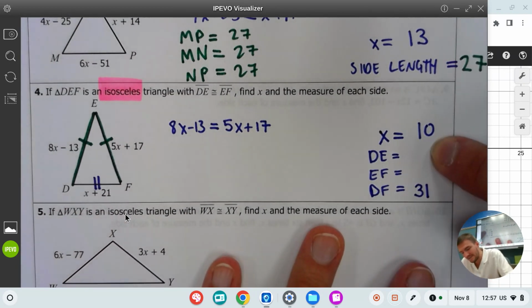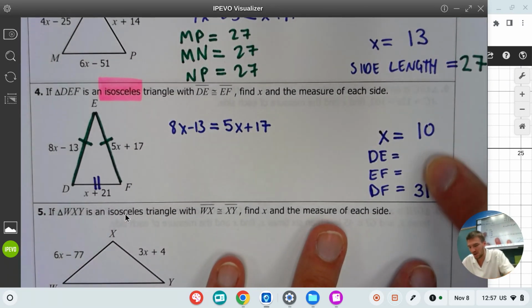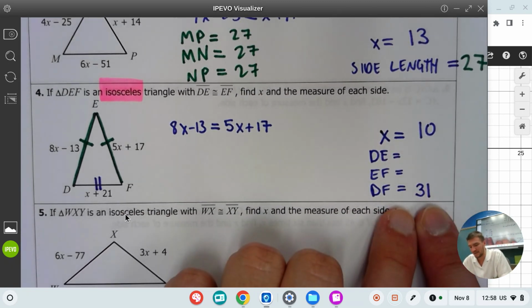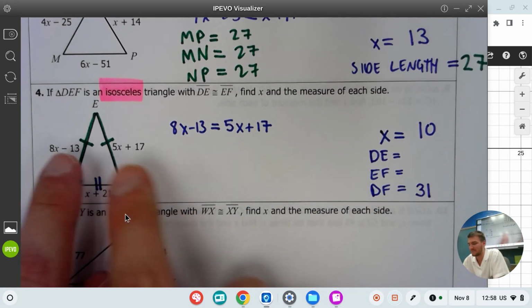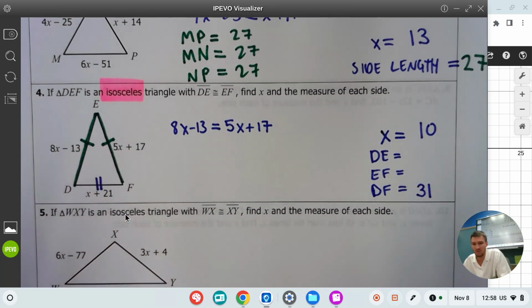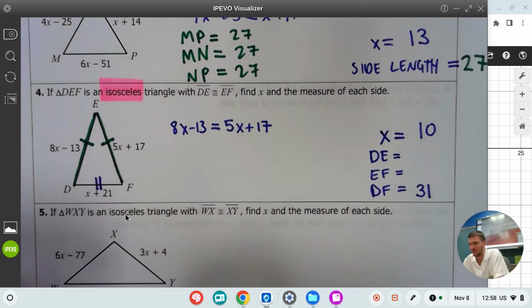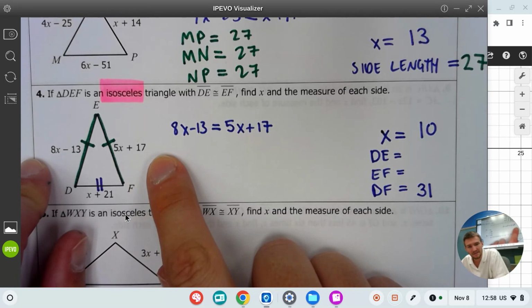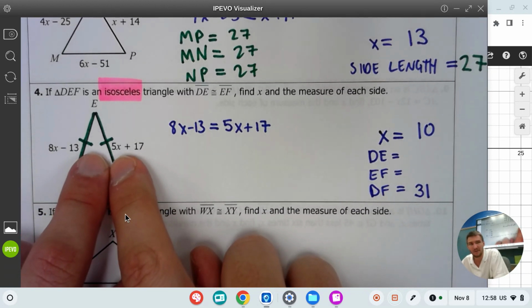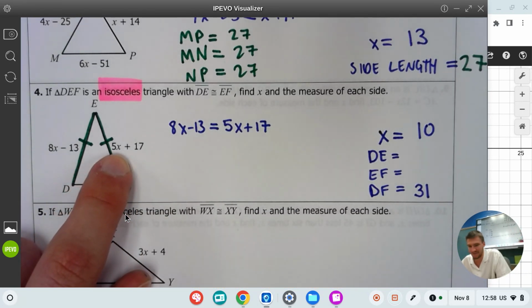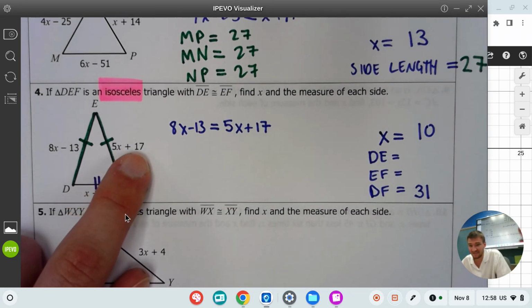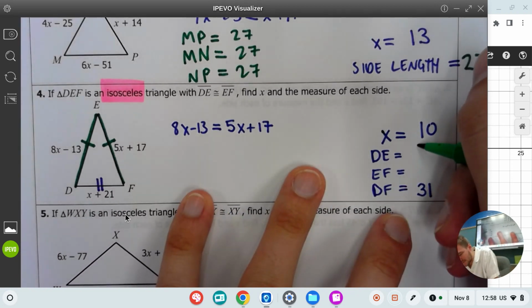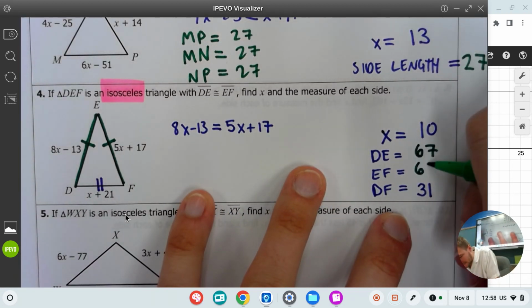Now, are all of these sides 31? No. Are any of the other ones 31? No, right? 31 is going to be different from DE and EF. We know that. It's isosceles. These two are going to be different. Now, these might be a little bit harder to do in my head. I think I could still probably do the right one in my head, right? 5 times 10 is 50, and 50 plus 17, 67. I agree with you, okay? I think that this one's going to be 67, and this one's going to be 67.